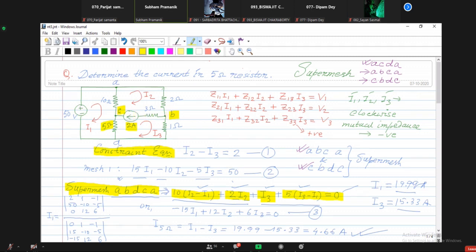But the net current is flowing in which direction? B to C. So obviously I2 must be greater than I3. So that's why the constraint equation is this: I2 minus I3 equals to 2.